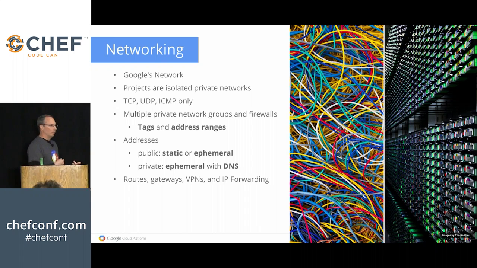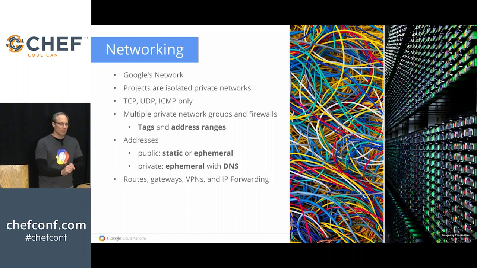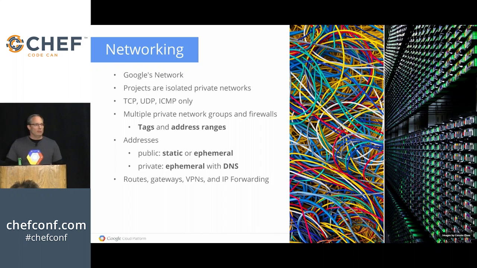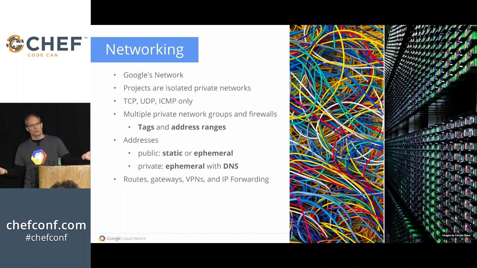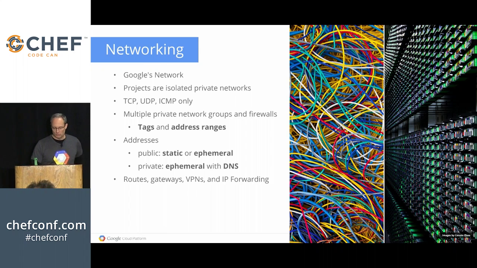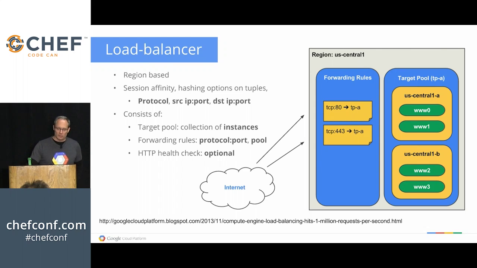So even if the ephemeral IP were to somehow change, say you take down your instance and bring it back up a couple weeks later, and it gets a different ephemeral IP, it comes back up with the same name. Your other long-running instance will still be able to resolve to it. You don't have to manage any sort of internal hosts or DNS. Routes, gateways, VPNs, IP forwarding, lots of good stuff.